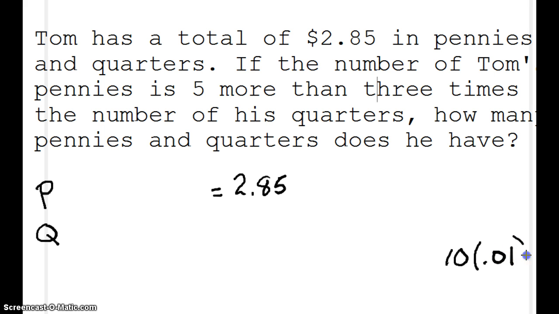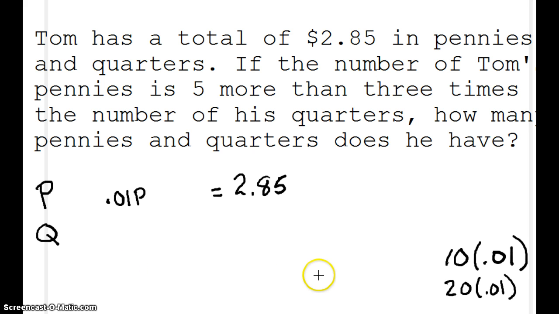I would multiply it by 0.01, right? And that would tell me how much money I had. So if I had 20 pennies, I would multiply that by 0.01. So if I have an unknown number of pennies, then I have 0.01 times P.